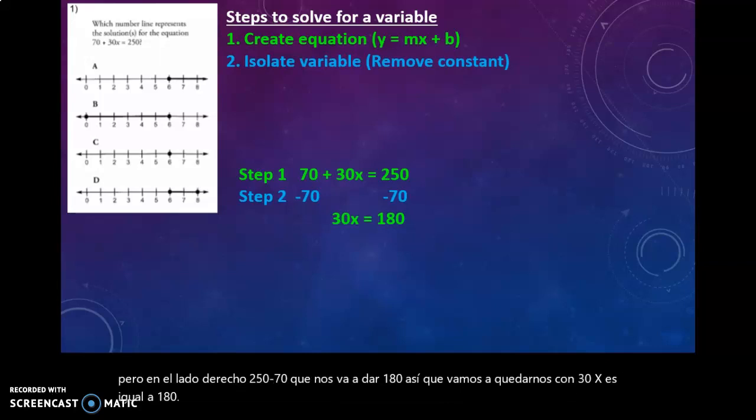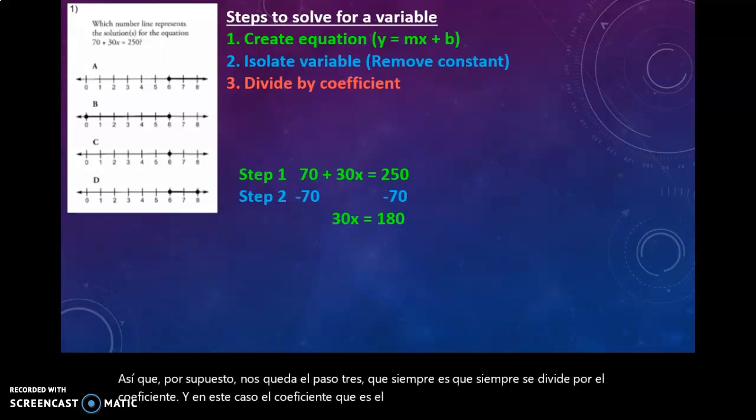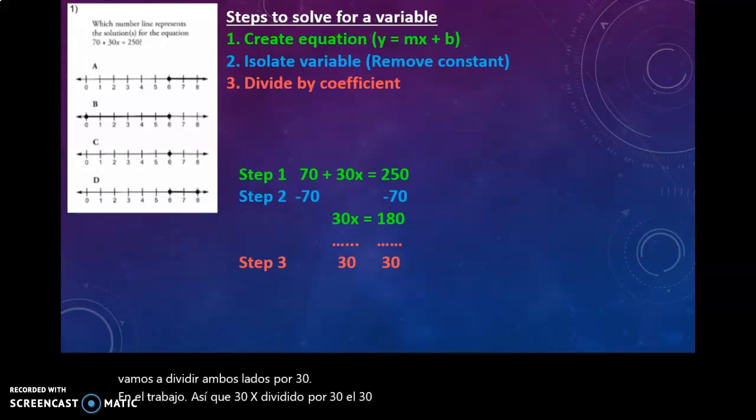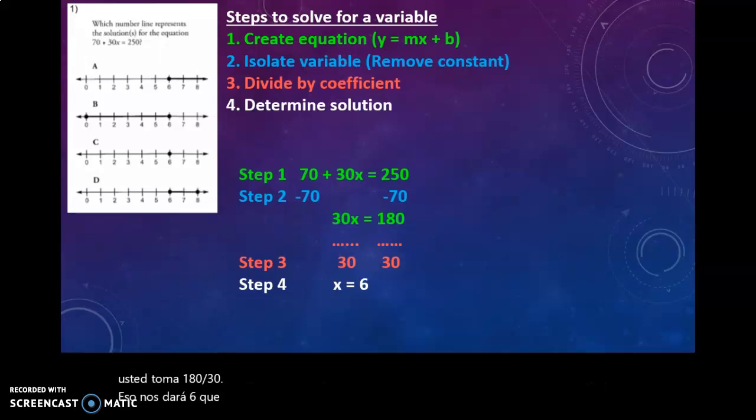Step 3 is you always divide by the coefficient. In this case, the coefficient, which is the number next to the variable, is 30. So we're going to divide both sides by 30. 30x divided by 30, the 30 cancels, so you're left with just x. And 180 divided by 30 gives us 6. That's our last step. So our answer is 6, hence C.